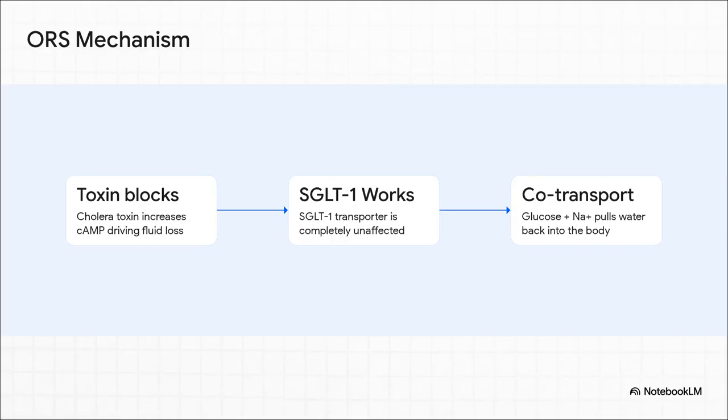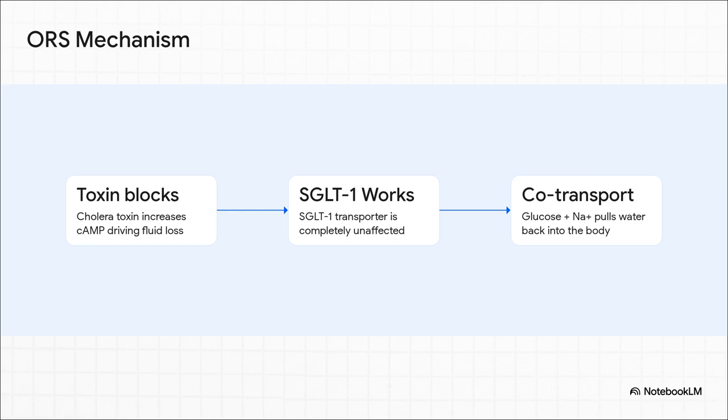Next up, Section 5, Why ORS Works. We are about to look at one of the most brilliant physiological workarounds in the entire history of medicine. Let's see how this builds step by step. Step 1, the cholera toxin basically locks adenylate cyclase in the on position. That drives up cAMP, which forces massive chloride and water secretion into the gut. The patient literally pours out fluids. But here is the absolute genius of Step 2. The SGLT1 transporter in the small intestine is completely unaffected by the cholera toxin.